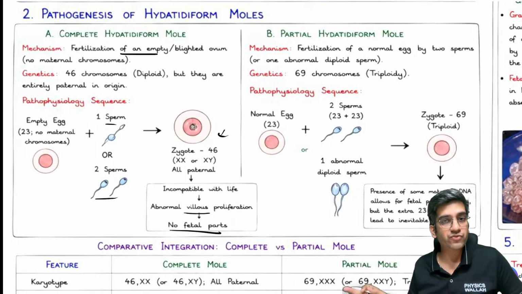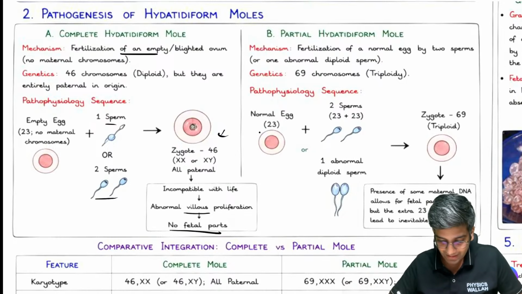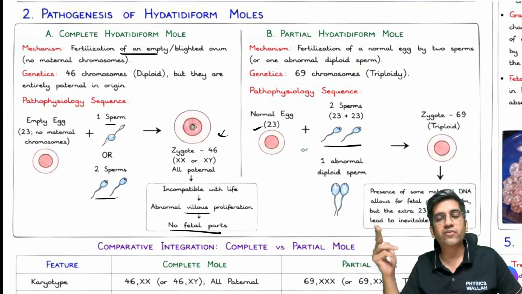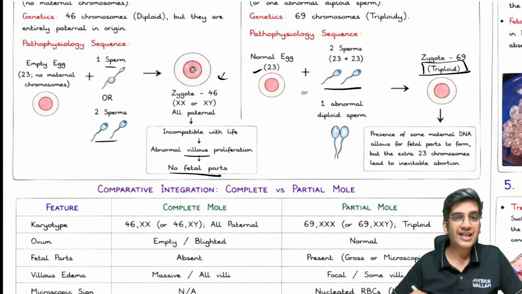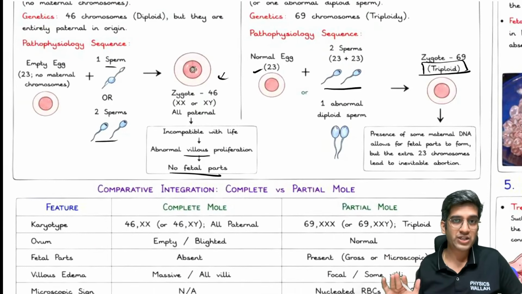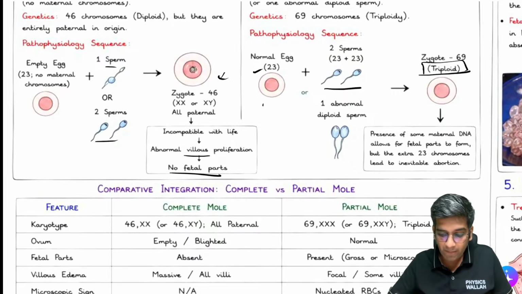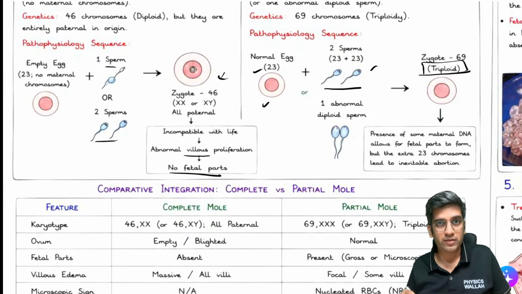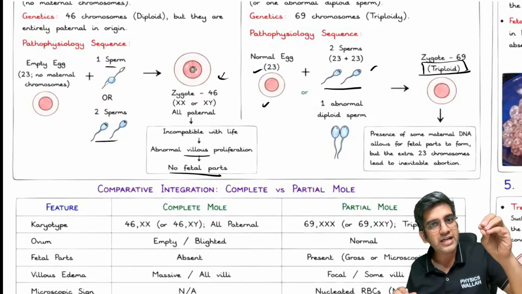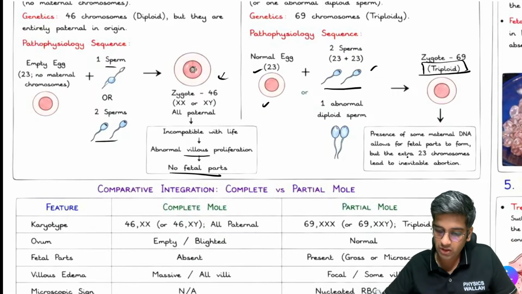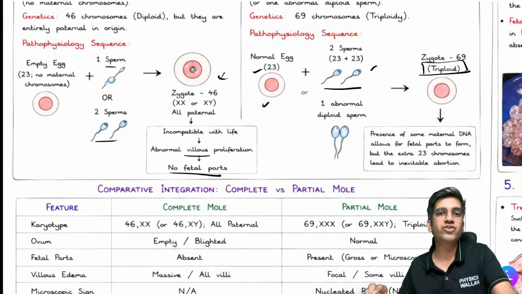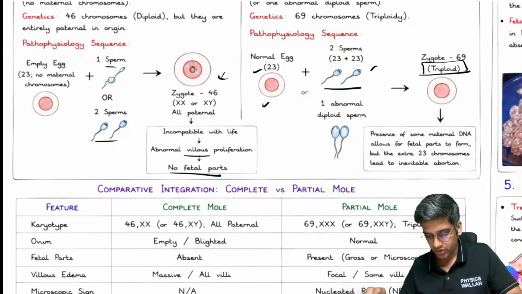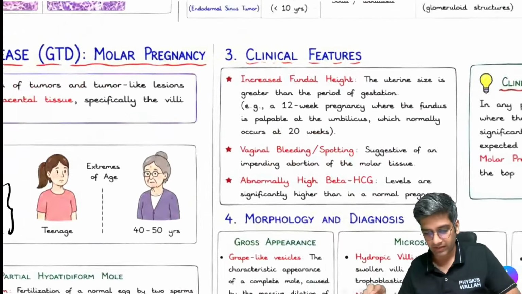A partial hydatiform mole, on the other hand, you will have an egg, or an ovum, with 23 chromosomes, plus 46 of the sperm. So it is triploid. The only place where human beings can have 69 chromosomes is your partial hydatiform mole. Here, I have a male component and a female component. Both are there, so I do form a little bit of fetal parts. That's why we call it partial molar pregnancy, because fetal parts will be there, but still it will die because 69 chromosomes cannot survive at all. So that's your complete and your partial molar pregnancies.